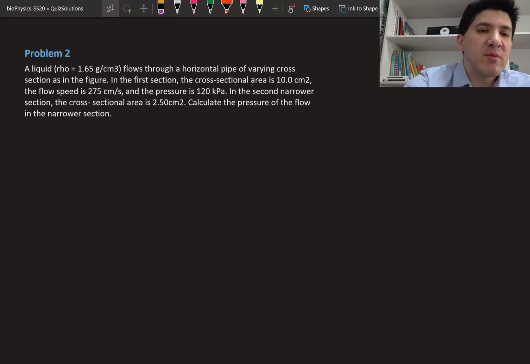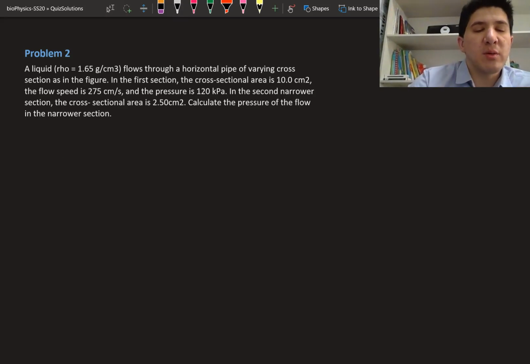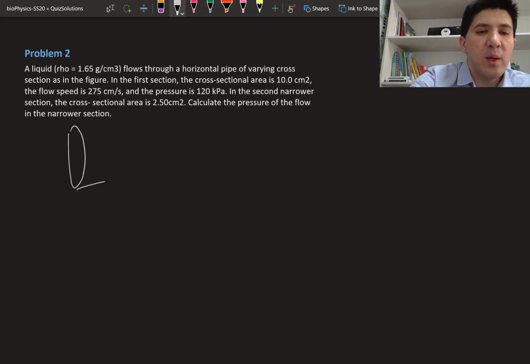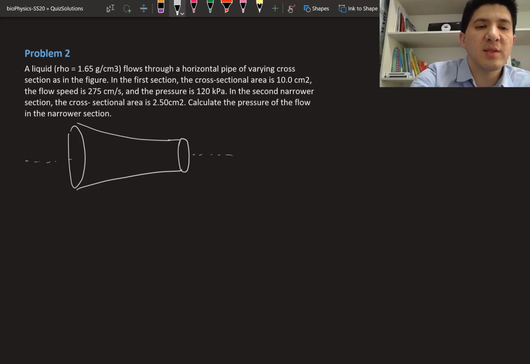So again, we need to write down the total energy, or we need to use Bernoulli's equation basically. I've got a horizontal pipe with two different cross-sectional areas. I've got the cross-section here and here, right? Horizontal means that the height of the fluid here and here are the same.